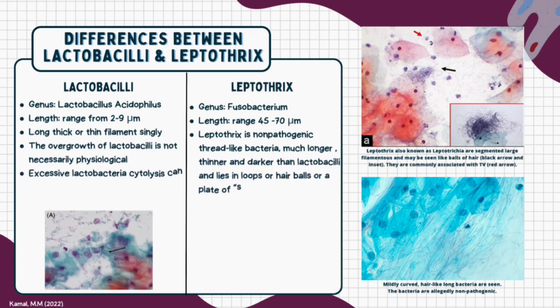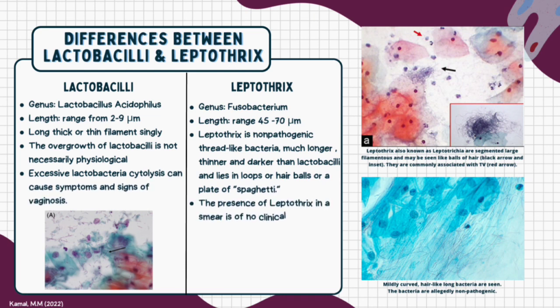First, Lactobacilli. The genus for Lactobacilli is Lactobacillus acidophilus. Length for Lactobacilli ranges from 2 to 9 micron. It has long tips or thin filaments singly. The overgrowth of Lactobacilli is not necessarily physiological, and excessive lactobacillary cytolysis can cause symptoms and signs of vaginosis.